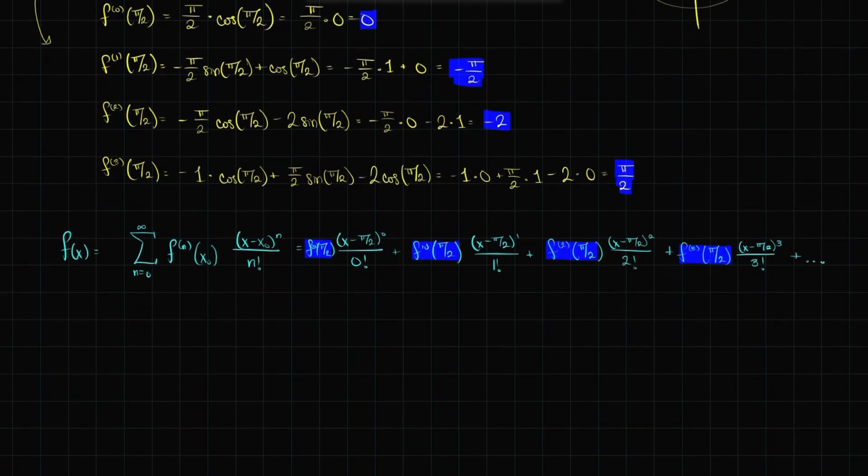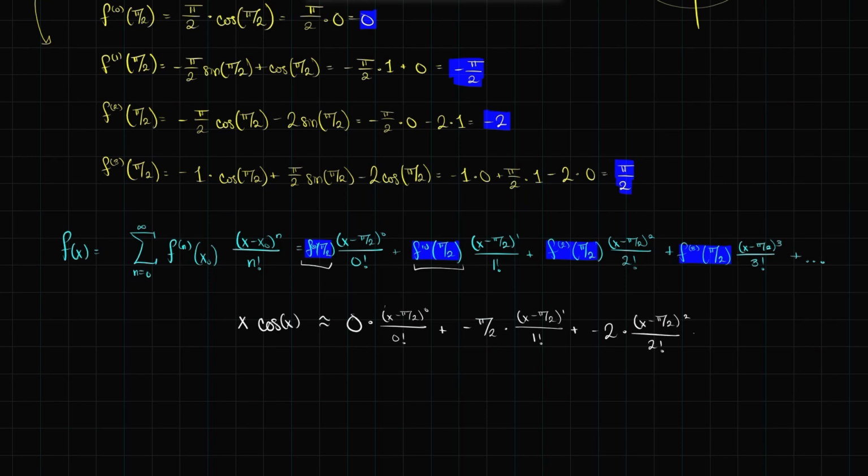If I go ahead and plug those coefficients in and write out my 4th order polynomial, I have that x cosine x is approximately equal to what I've just calculated. That was a 0 times x minus pi over 2 to the 0th power over 0 factorial, plus negative pi over 2 times x minus pi over 2 to the first power over 1 factorial, plus negative 2 times x minus pi over 2 squared over 2 factorial, plus pi over 2 times x minus pi over 2 cubed over 3 factorial.